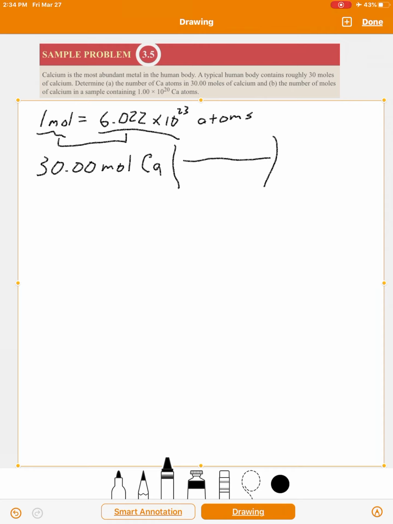The quantity that we want to get rid of is moles, and the quantity that we want to have is the number of atoms. So by putting 1 mole in the denominator, 1 mole of calcium in this case, that means the moles of calcium here and the moles of calcium there will divide out. That ratio would be 1. So we'll put Avogadro's number in the numerator, 6.022 times 10 to the 23rd atoms of calcium. So moles of calcium cancel, and that'll give us the number of calcium atoms.